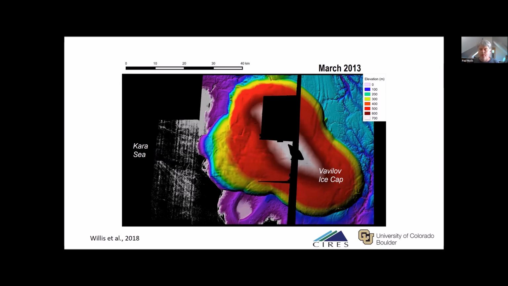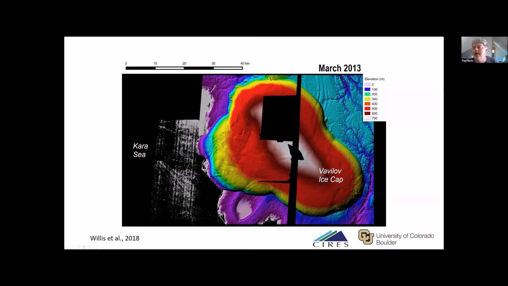So this is something by Mike Willis of CU Boulder. And it's the Vavilov ice cap. So if you go to the middle of Russia and then go to the top right before you get to Canada, this is Vavilov. And what I want you to do is look on the left-hand side of the ice cap in the Kara Sea here.